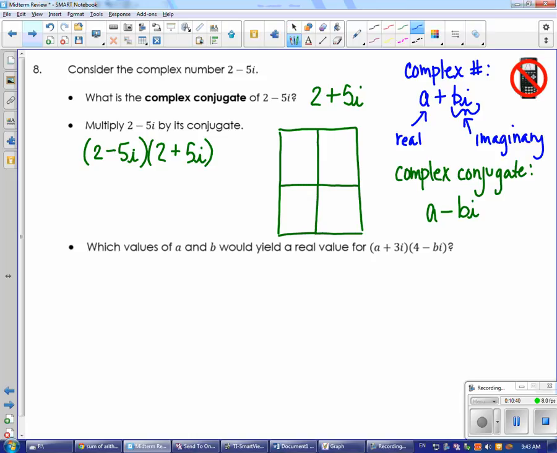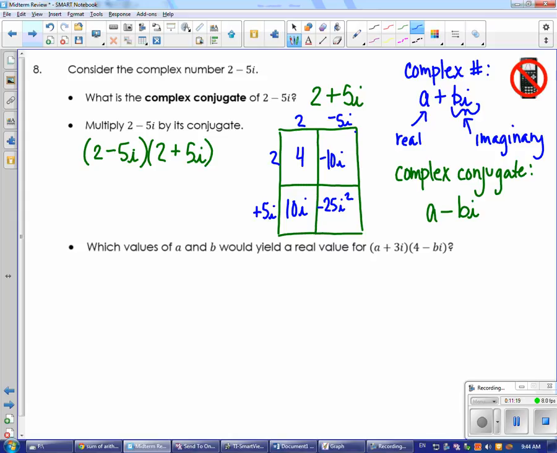It doesn't matter which term goes on the top or the side. You're going to put the 2, and then this I'm going to use as minus 5i. This will be 2, and the plus 5i. And then to fill in each of the boxes, we just multiply the sides that correspond to it. So in this first block, 2 times 2 is going to give me 4. In this next block, we're going to have 2 times negative 5i, which gives me negative 10i. If I look at my next block, I've got 2 times a positive 5i, which is a positive 10i. And then I have 5i times a negative 5i, which is going to give me negative 25i squared.